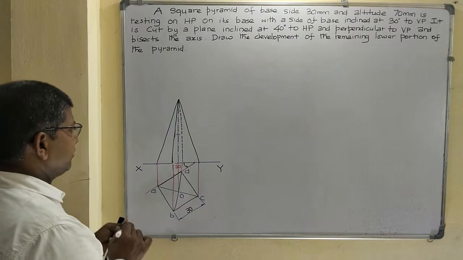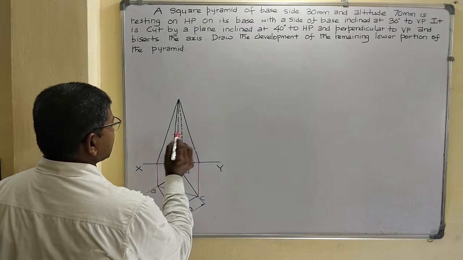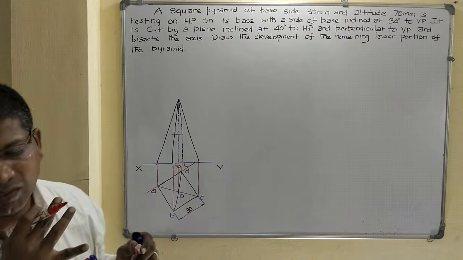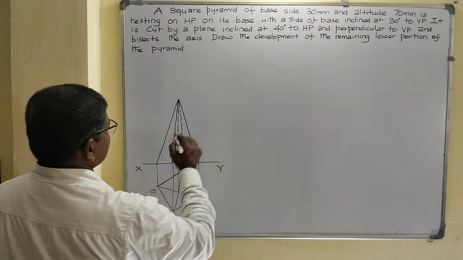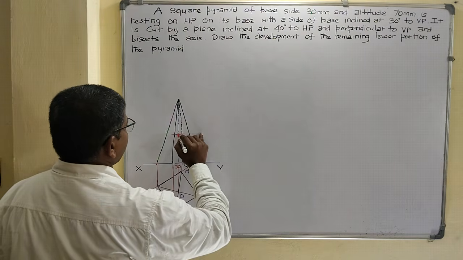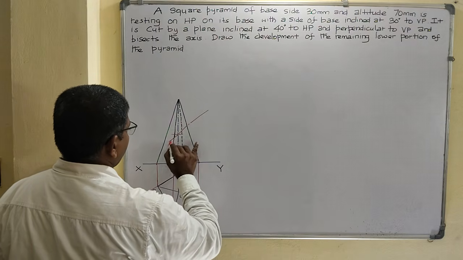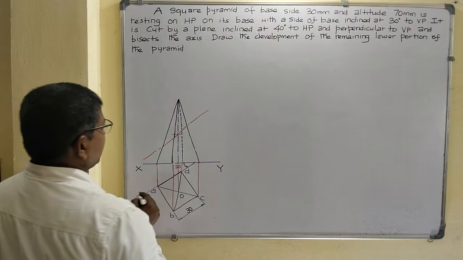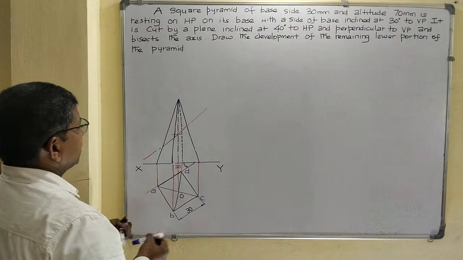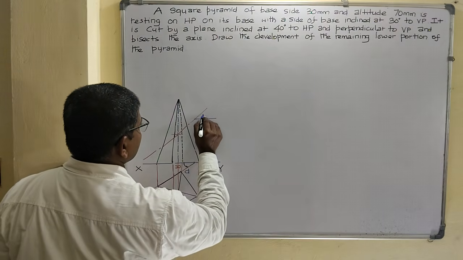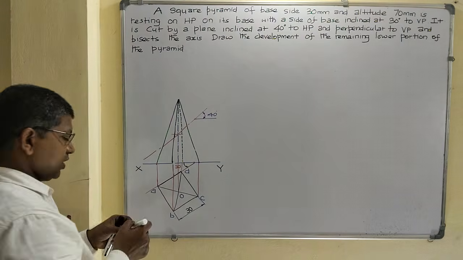Draw a horizontal line and fix the protractor here. Take 40 degree. Our cutting plane inclined 40 degree to HP. So draw the cutting plane, 40 degree inclined to HP. Now mark the cutting points.